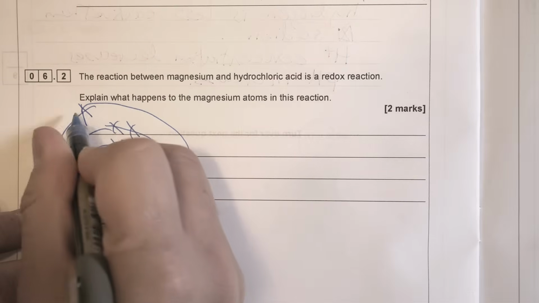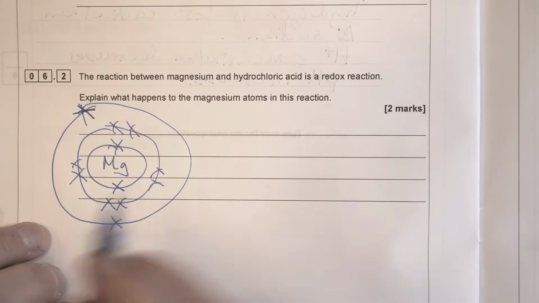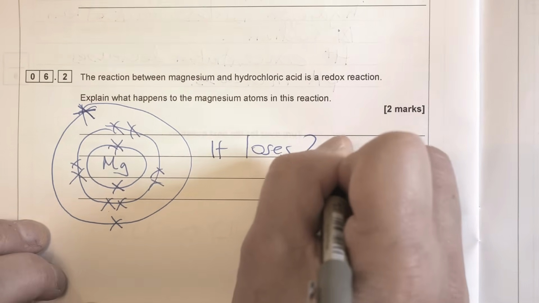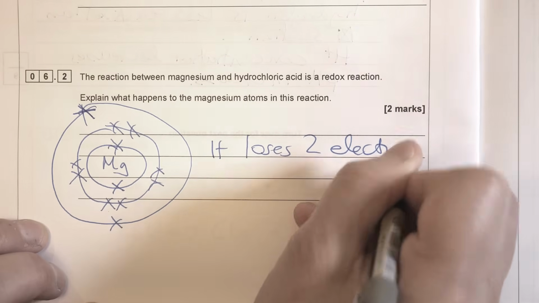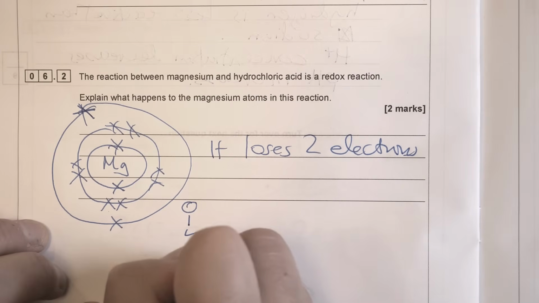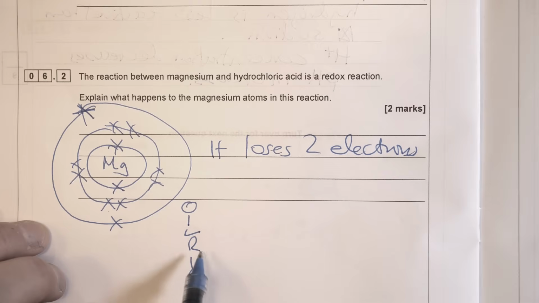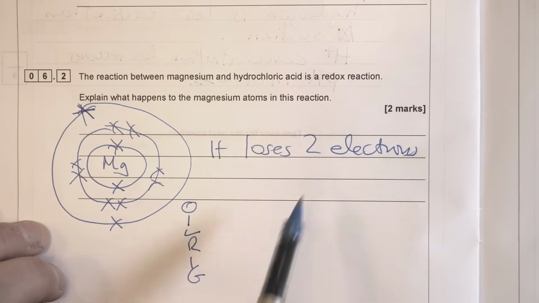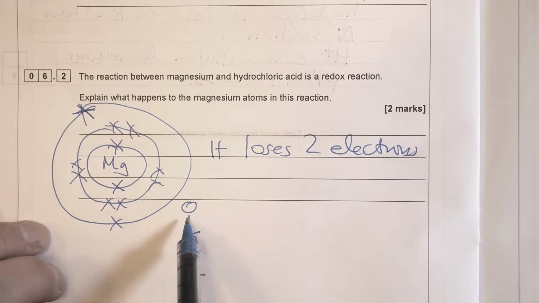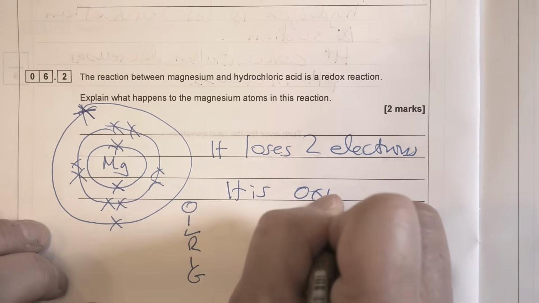Once we've done that, we can see that magnesium is going to lose these 2 outer shell electrons when it reacts. So the first thing we'll say is it loses 2 electrons. And then we need to remember the little mnemonic OIL RIG, which stands for oxidation is loss of electrons, reduction is gain of electrons. If it's losing 2 electrons, that means it's oxidation. Oxidation is loss. So we're going to say it is oxidized.